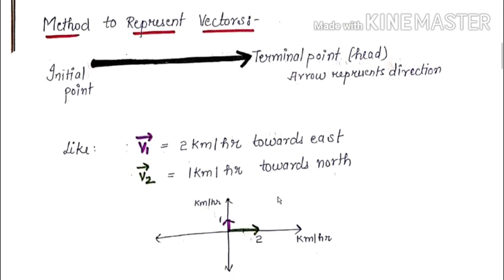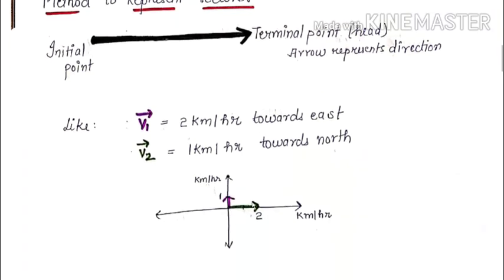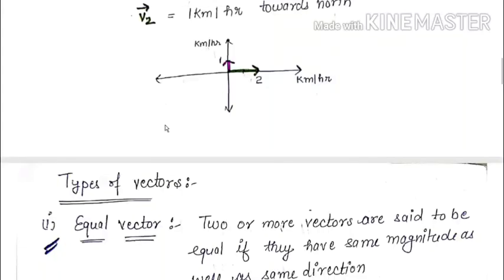For example, here it is given that v1 is equal to 2 km per hour, toward east. Four directions are there now: north, south, west and east. So 1 kilometer towards north is represented by v2, and 2 kilometer towards east is represented by the v1 vector. So this is a method to represent a vector quantity.